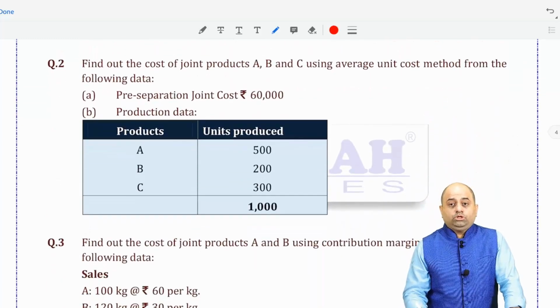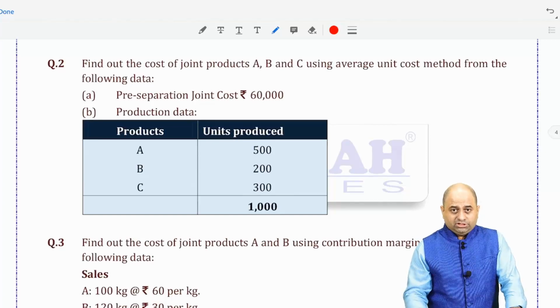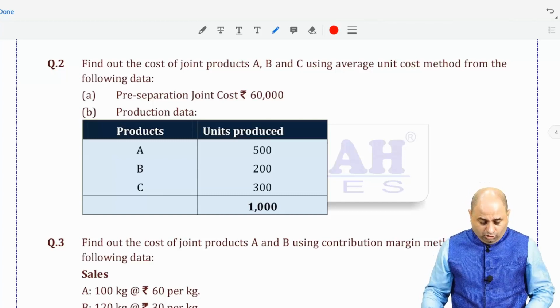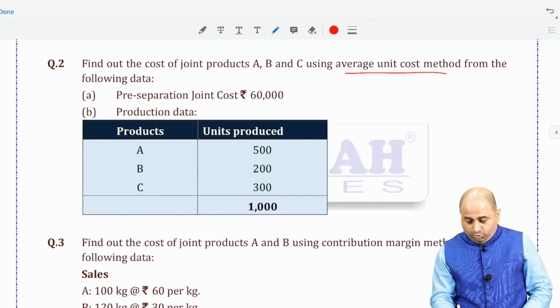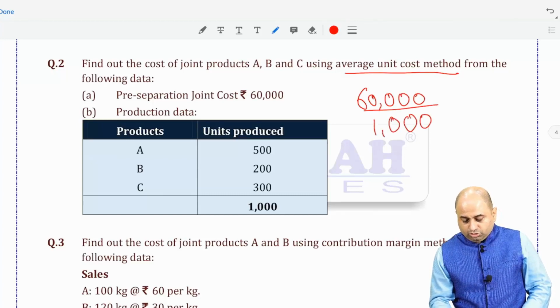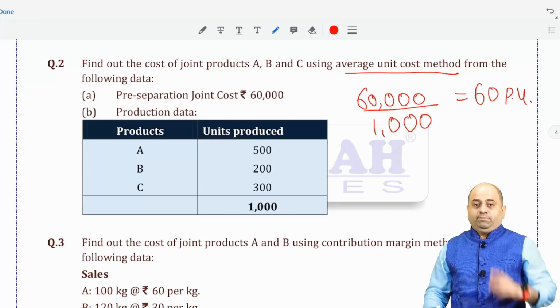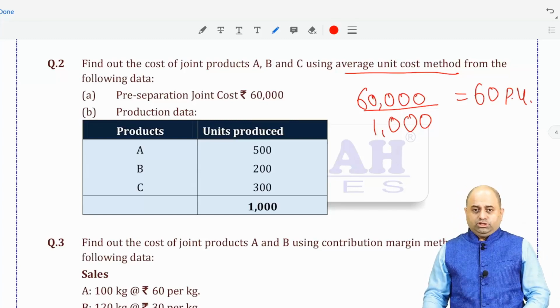In second question, you actually apportion the joint cost on the basis of average cost. That is what the name of the method is all about. So average unit cost method. So average unit cost, your joint cost is 60,000 and a number of units are 1,000. So your average unit cost is 60 per unit, which you keep on multiplying with the number of units produced.